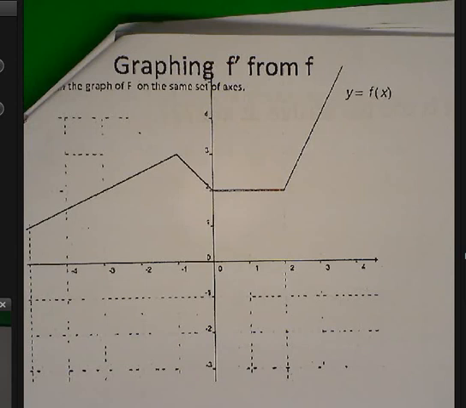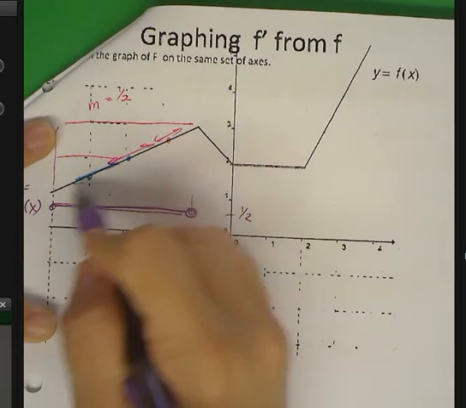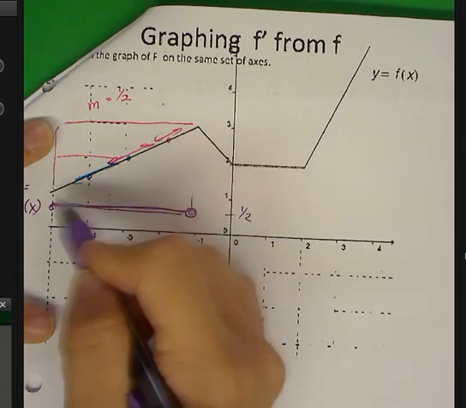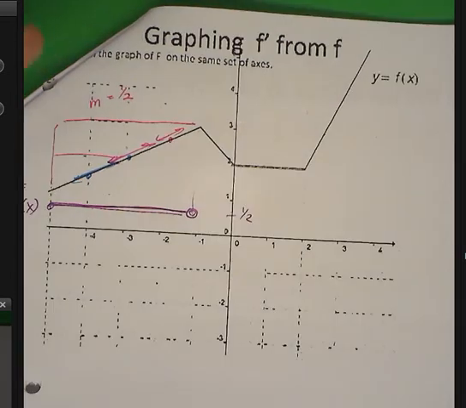Now, right here, is it going to be 1/2? Actually, no. So this is going to be an open circle, but your green line, or green dot, whatever, your derivative, should look like this. Okay, because the slope of this line is the slope of the tangent, which is 1/2 the whole time. It's constant. It's like going at the same speed the whole time.